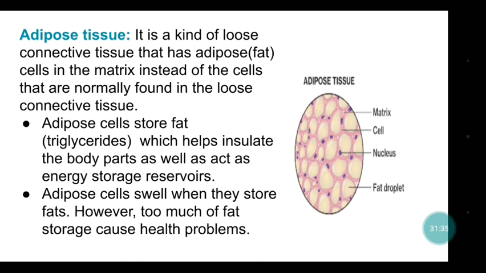Now the adipose tissue. It is a kind of loose connective tissue that has fat cells, also known as adipose cells. These adipose cells are present in the matrix. Adipose cells store fats, that is triglycerides, which help insulate the body parts as well as act as energy storage reservoirs.